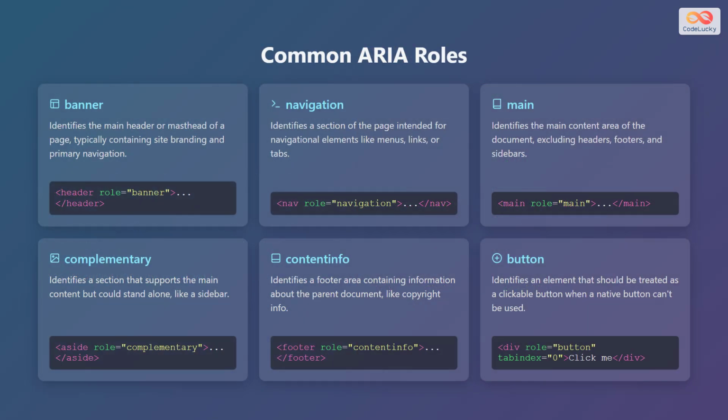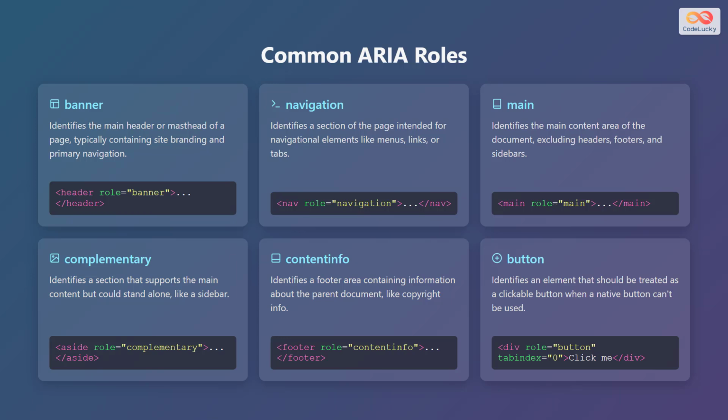Here are some common ARIA roles that you might find useful. First, the banner role, which identifies the main header of a page, containing site branding and primary navigation. The code example is header role equals banner / header. Next, the navigation role, which identifies a section of the page intended for navigational elements. The code example is nav role equals navigation / nav.